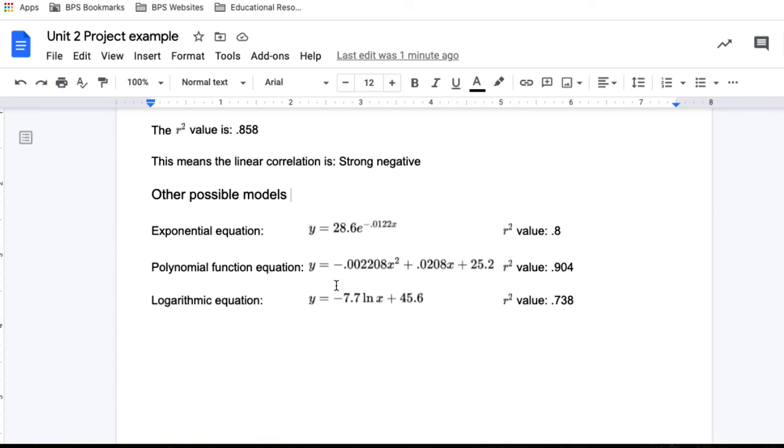The polynomial function, this is a quadratic because it's squared. Y equals negative 0.002208x squared plus 0.0208x plus 25.2. That had an r-squared value of 0.904. The logarithmic equation was y equals negative 7.7 natural log of x plus 45.6. That had an r-squared value of 0.738. So all three of these other models are also strong.